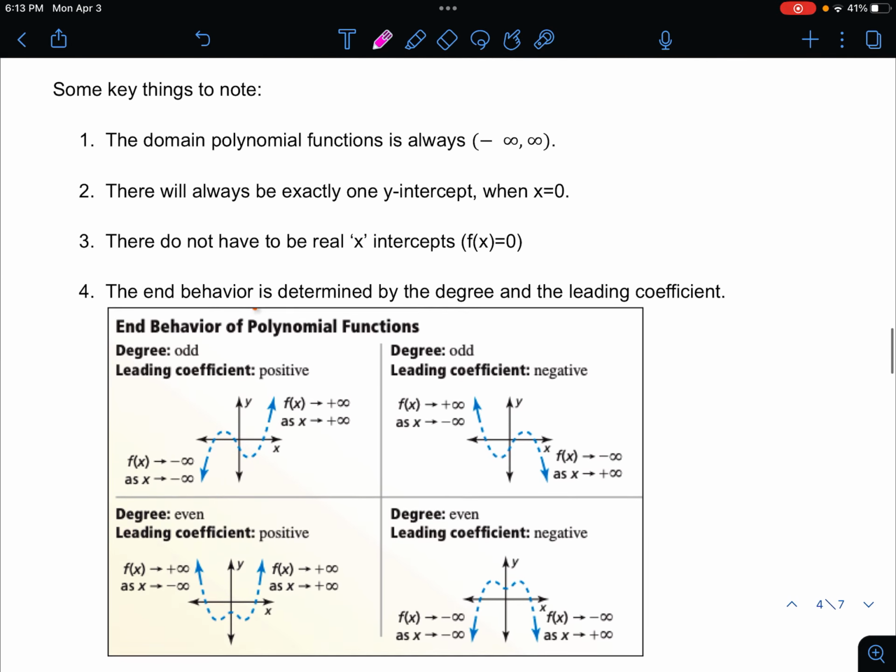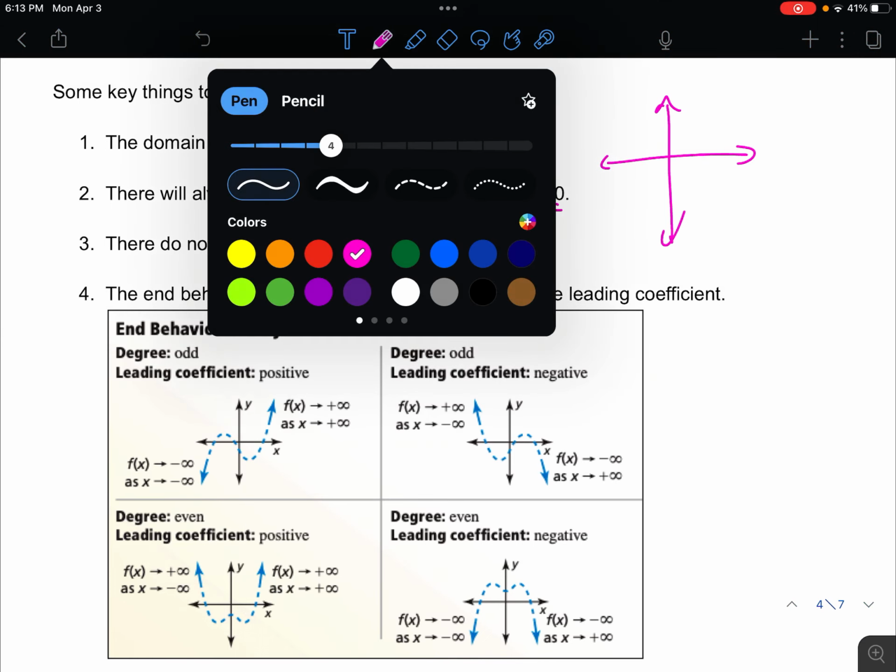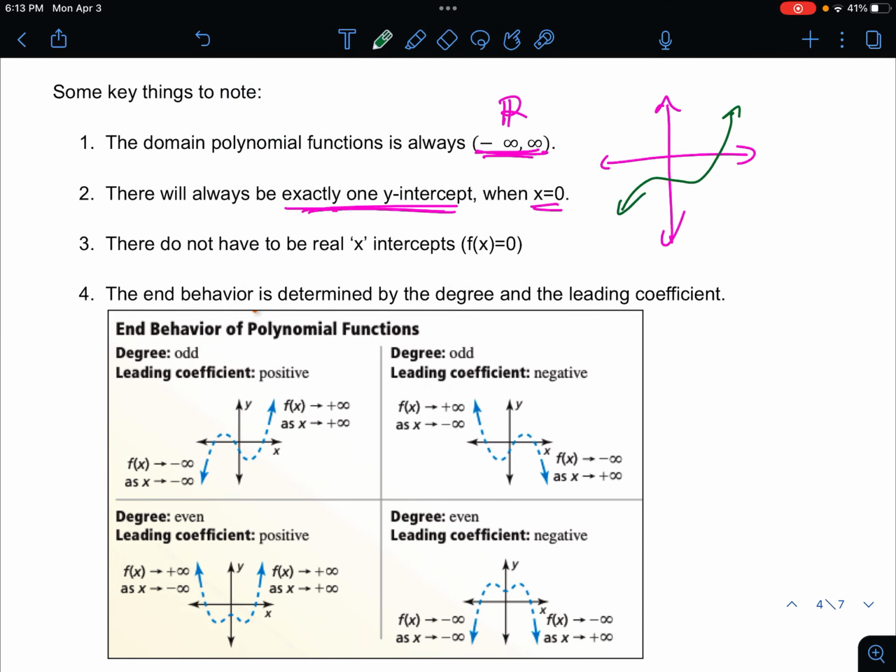Okay, so some key things to note. The domain of polynomial functions is always going to be all real numbers, negative infinity to positive infinity. Because of that, there will always be exactly one y-intercept, and it occurs when x is 0. The reason being is if our domain is all real numbers, well, that means at some point we have to cross this y-axis. There's no way to have all real numbers but not be defined there. Additionally, because this is a function, that means it only crosses the y-intercept once, because for the input of 0, we can only have one output.